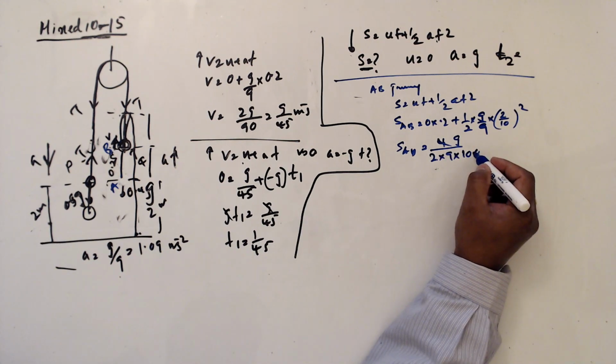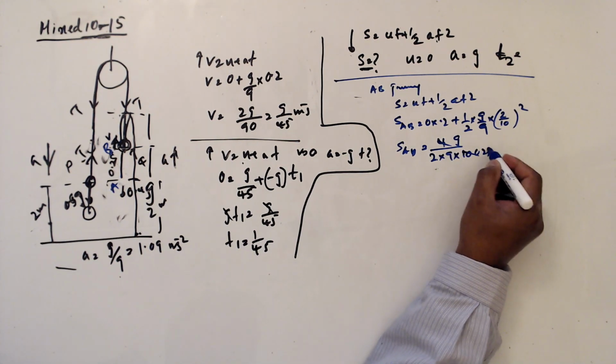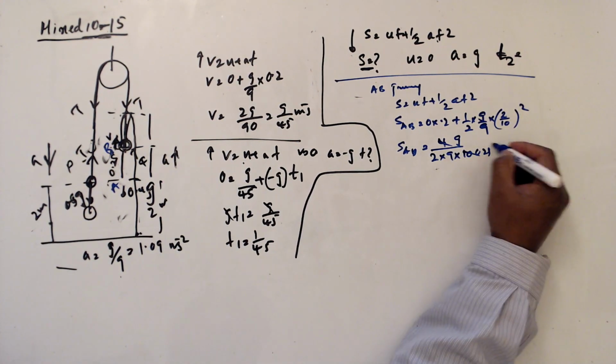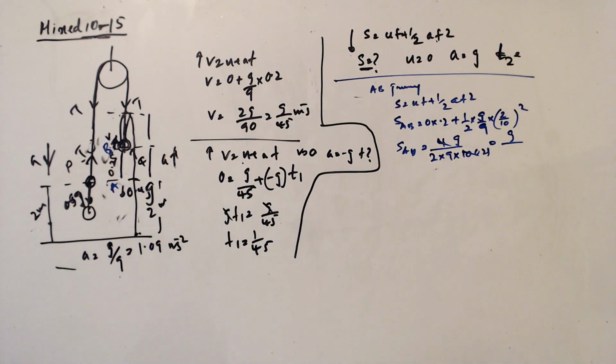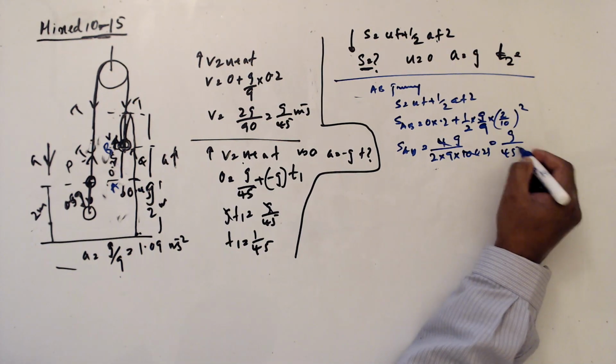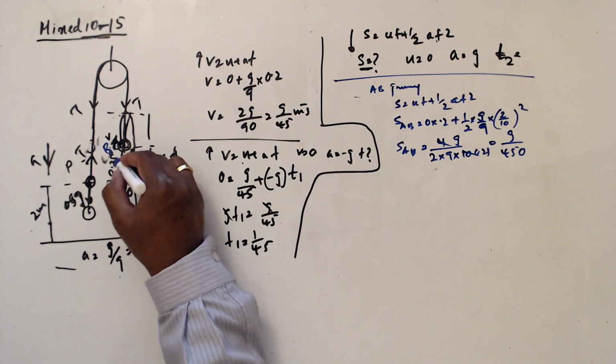So this is going to be 2550 times 9 g over, so 450. So now we know this distance.